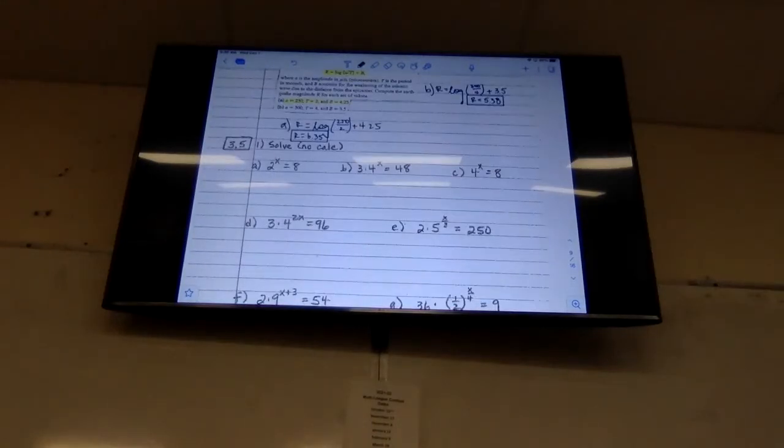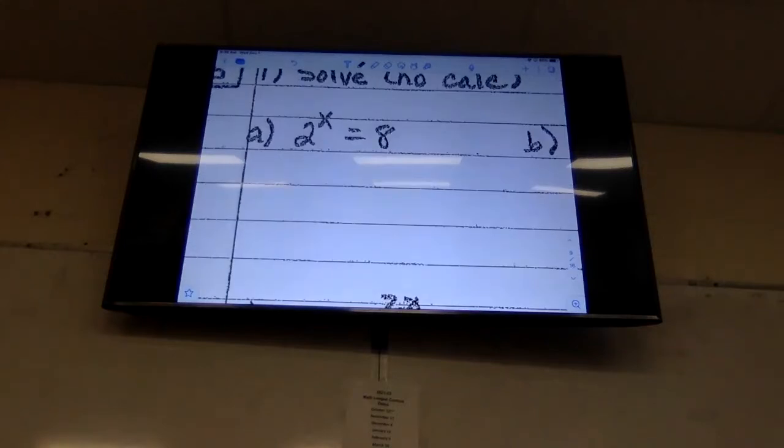These are all solved no calculator. So I put my calculator away. And they're all in exponential form. We'll do logs next time I see you. But these are all in exponential form, and we're going to just solve and simplify. Some of them are as simple as just looking at what I see. So I've got 2 raised to some power equals 8. 2 to what power equals 8? 3. Perfect. That's it. No work. X equals 3.